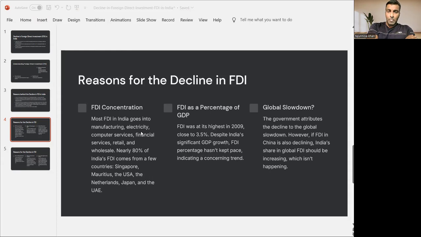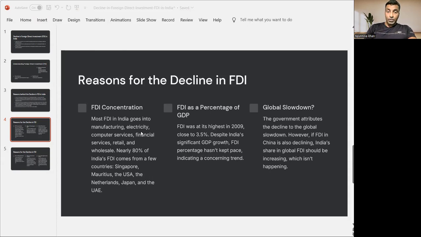Then comes bilateral investment treaties. In 2015, the government announced plans to renegotiate 68 out of 74 bilateral investment treaties due to their unfavorable terms. However, only 4 new treaties were signed, and just 2 of them came into force, and that created uncertainty for foreign investors.